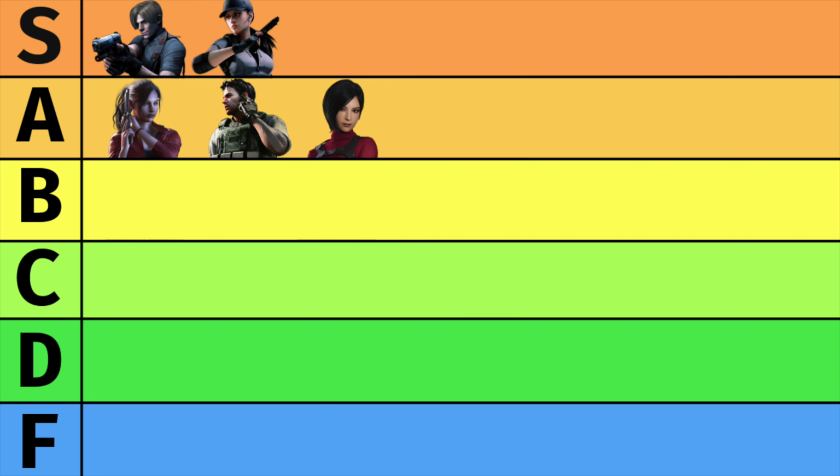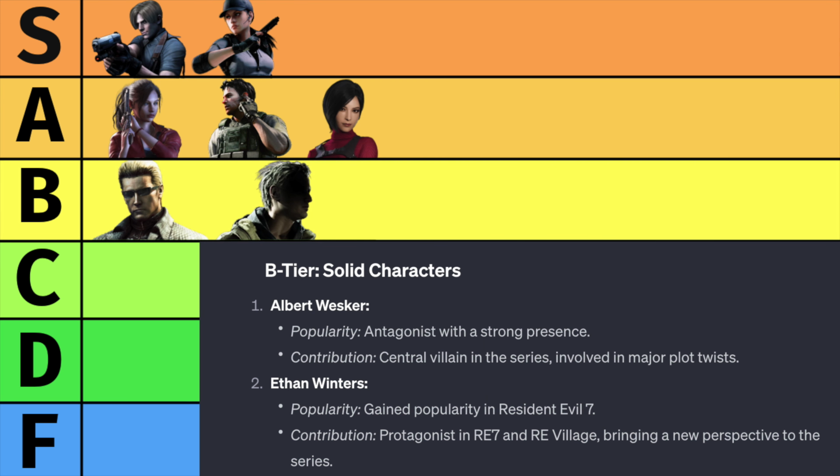Moving on, we have B tier, which has Albert Wesker and Ethan Winters. B tier, solid characters. Albert Wesker. Popularity, antagonist with a strong presence. Contribution, central villain in the series, involved in major plot twists. Ethan Winters. Popularity, gained popularity in Resident Evil 7. Contribution, protagonist in RE7 and RE Village, bringing a new perspective to the series.